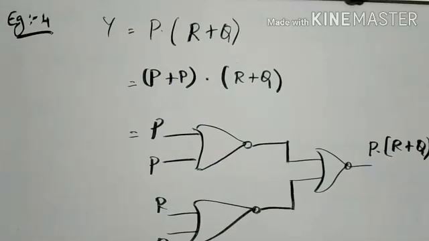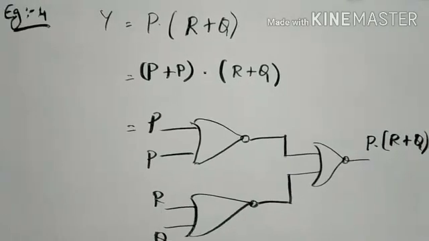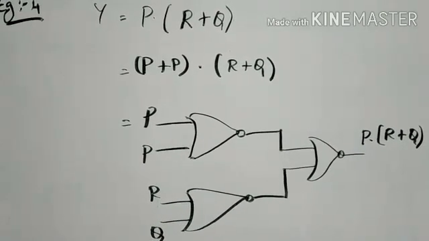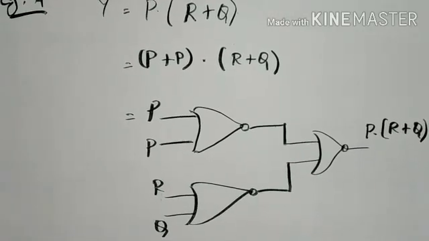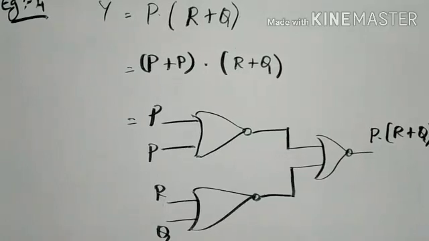See the fourth example, that is y is equal to p into r plus q. This is our given function. We are going to implement the given function in terms of NOR gates. In the p we can write it as p plus p.